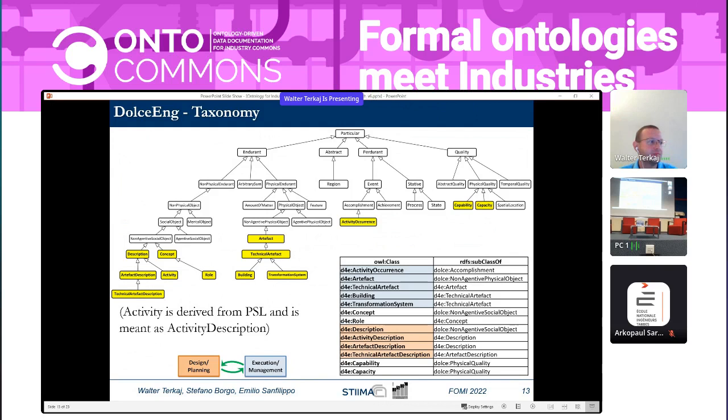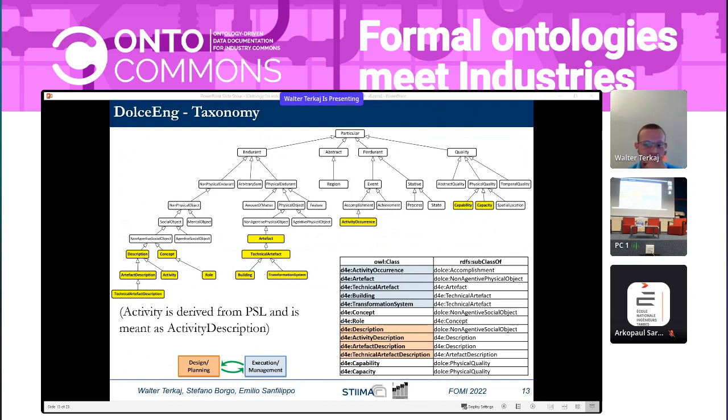Okay, so this is the taxonomy of Dolce that Walter showed before. As you can see here with the yellow classes, these are the elements that we put in order to extend the ontology to be applied to the manufacturing, to the engineering domain. And for the moment, you can see that there are only a few classes because we just focus on some preliminary work based on the requirement solicitation.